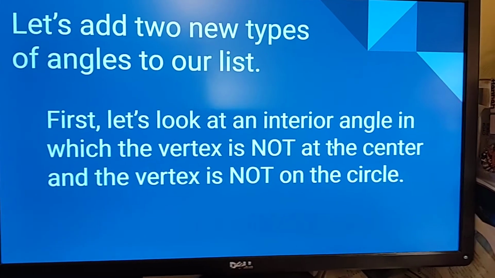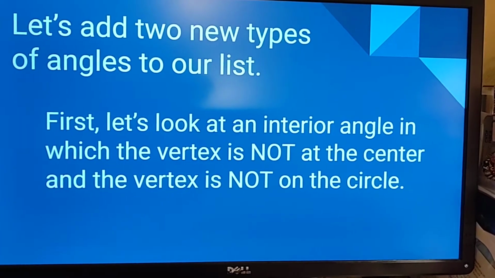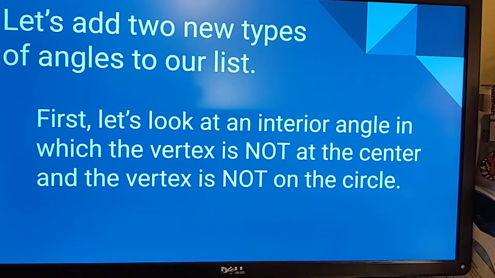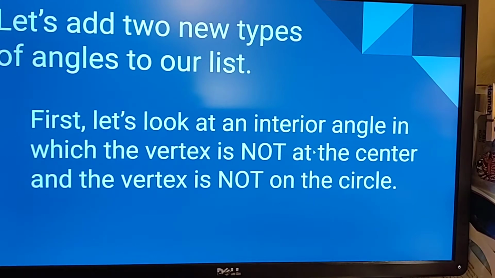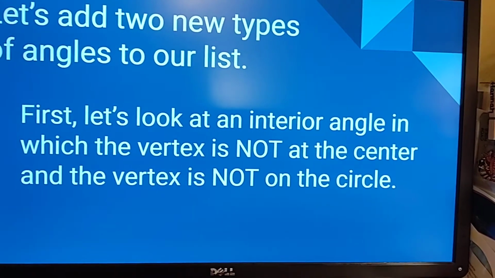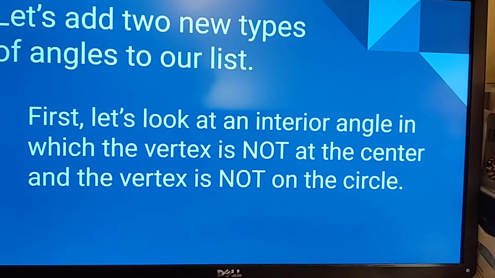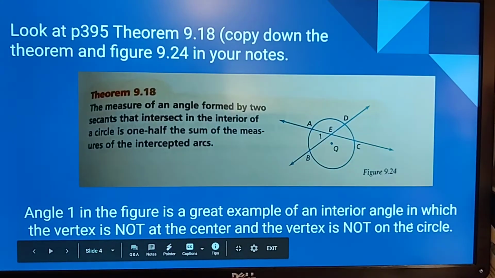But today, we are going to add two new types of angles to our list. All right, first type I would like to look at. It is an interior angle, so it's still going to be inside the circle, but the vertex is not going to be at the center, like a central angle, and the vertex is not going to be on the circle either, like an inscribed angle.